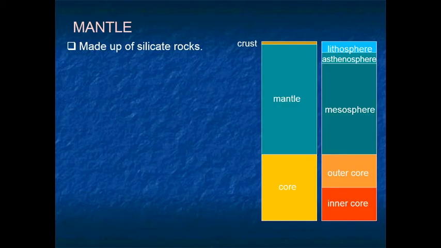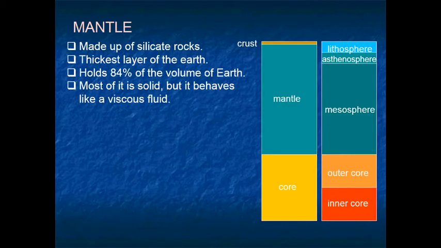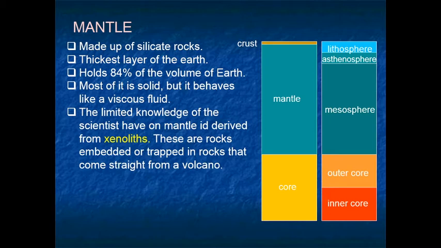Now we're in the mantle, which is made up of silicate rocks, meaning the mantle is consistently composed of silicate, and it's the thickest layer of the earth. It holds 84% of the volume of the earth, and most of it is solid, but it behaves like a viscous fluid.